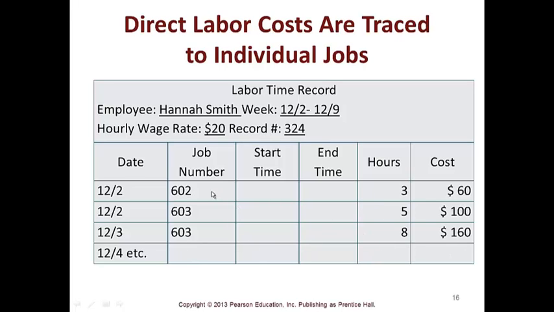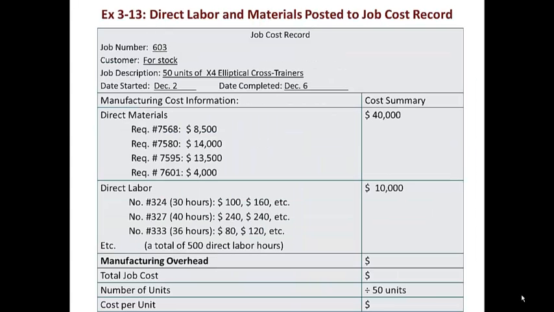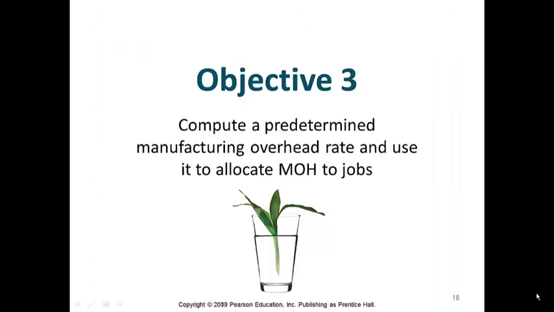Why is this important? Because her labor is going to be charged to those different jobs, and it's really important to get the right cost in the right job, or you'll never know if the profit of the product is true or not. So now you post everything back to the job cost record. Here was the direct materials, here was the direct labor, and that's as far as we've gotten at this point. So we've got direct materials and direct labor for this elliptical cross trainer.